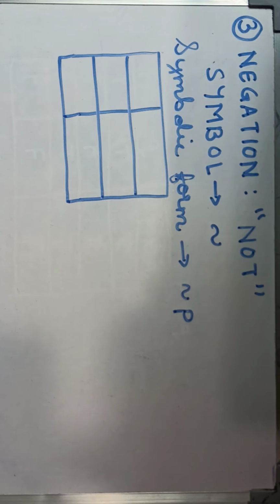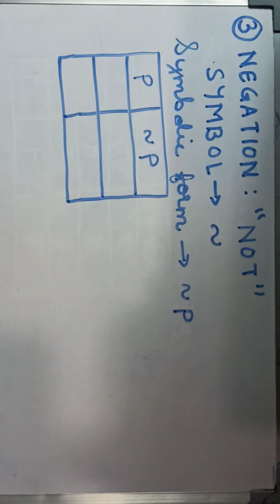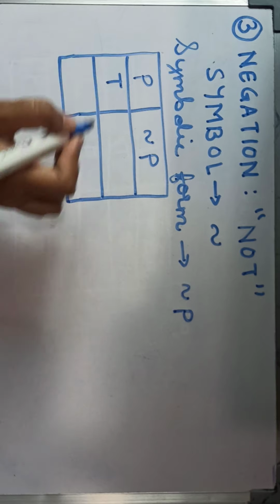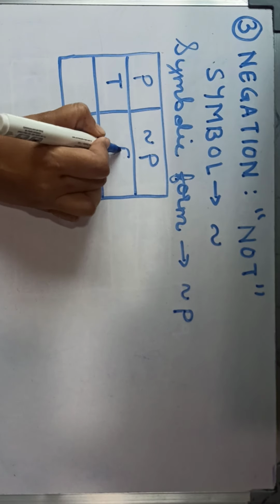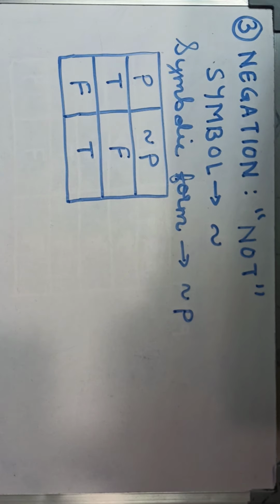Now let us see the truth table. We will have P and negation P. If P is true, its negation will be false. If P is false, then its negation will be true.